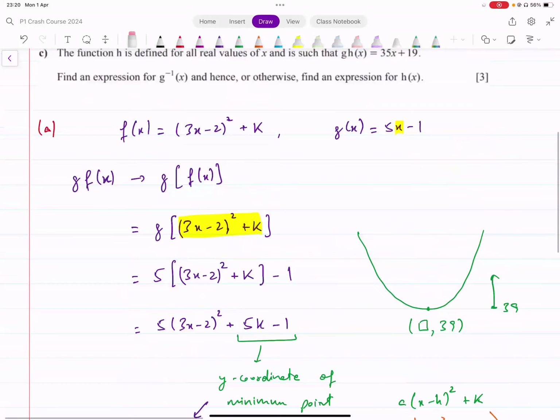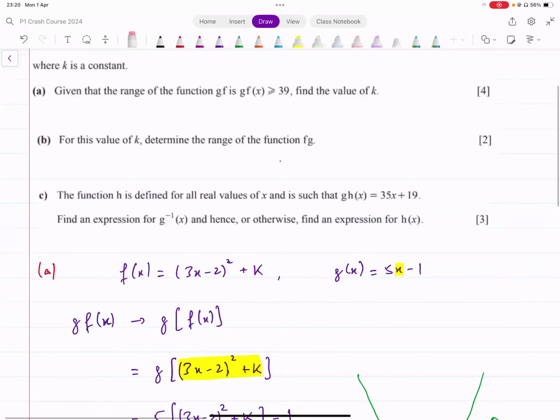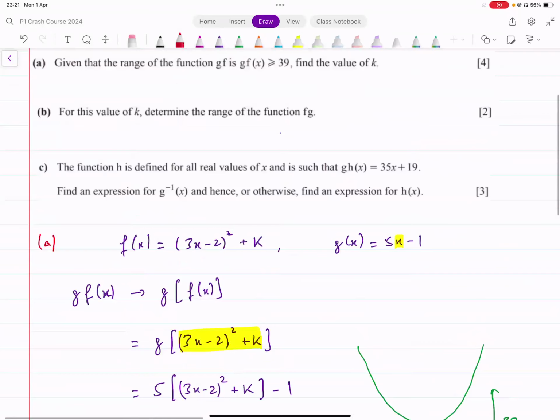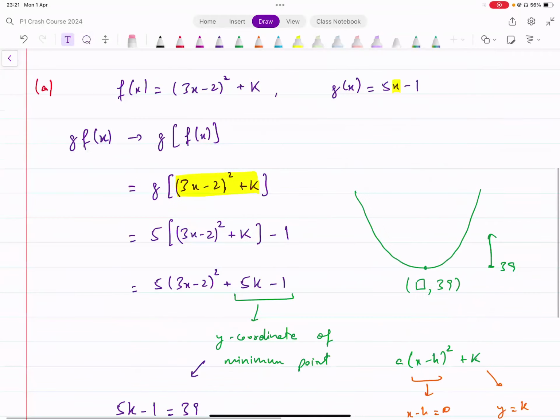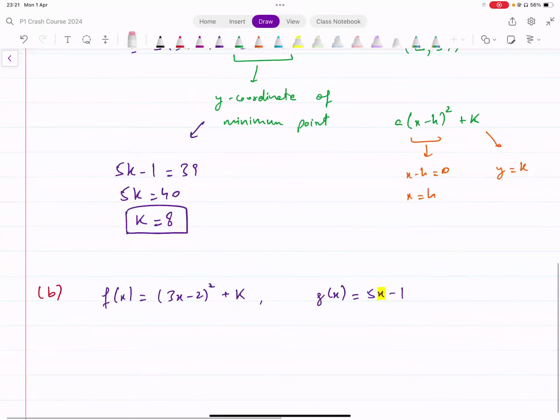Okay, let's have a look at the second part now. The second part says, for this value of k, determine the range of the function fg. So now they're talking about the function fg. Earlier they were talking about gf, now we have fg, all right? So we've got those two functions again, the same two functions. Let me write them here. Now we know the value for k, so we can input that here. The value of k is 8.